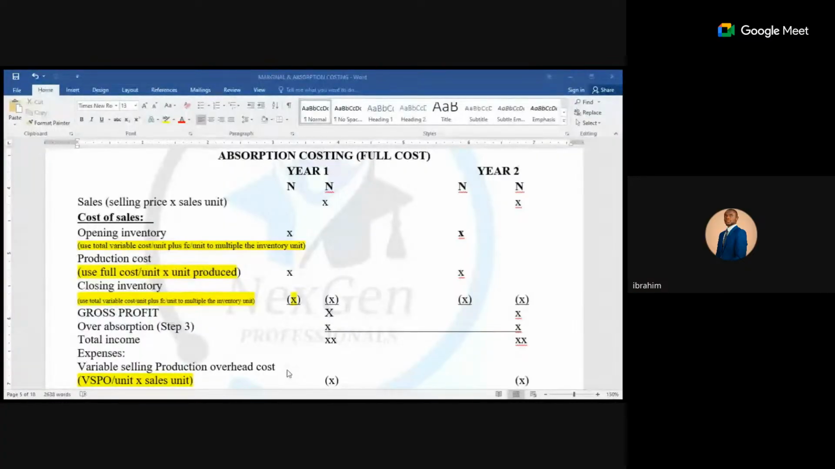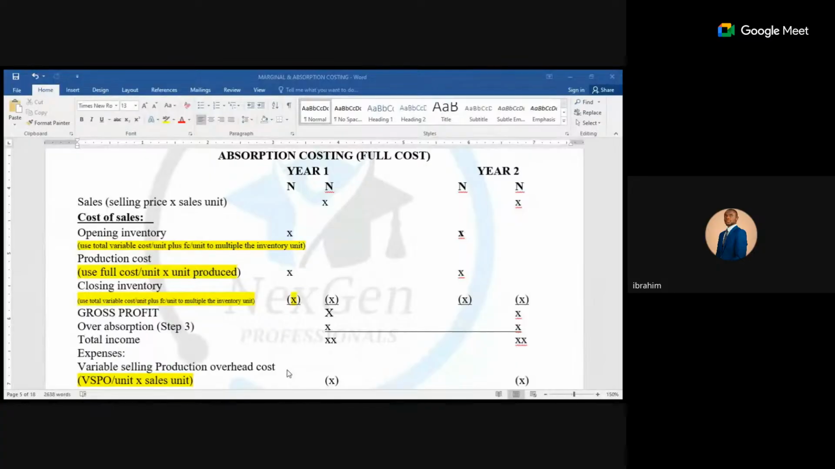Now, what I'm trying to explain here is that you want to produce 50,000 units. What will it take you to produce that 50,000 units? Class, the cost that will take you to produce that 50,000 units, you will need material. Is that not so? You will need labor. Is it not production cost? It is a production cost. That is why I said production cost.